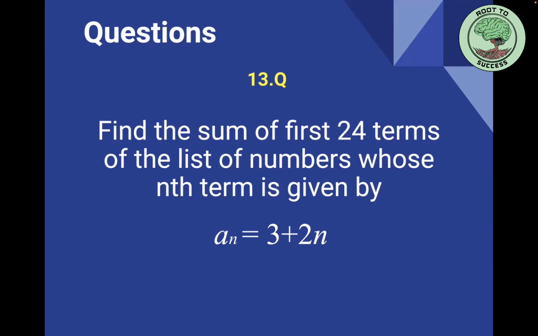Okay, now let's see the next question. Find the sum of first 24 terms of the list of numbers whose nth term is given by an is equal to 3 plus 2n. So now let's find the sum of first 24 terms of the list of numbers whose nth term is given as an is equal to 3 plus 2n.